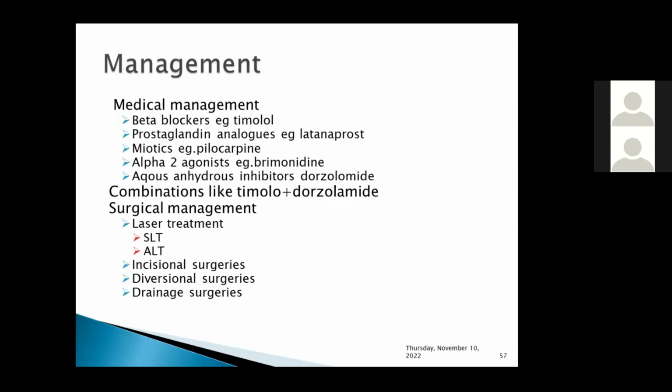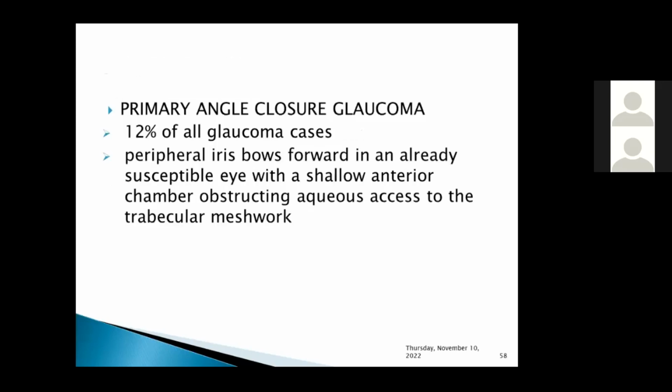So you can start with laser or medical management. If you fail, you go for surgical management. So incisional surgeries, diversional surgeries, drainage surgeries, these are the possible types of surgeries that can be done. So the whole idea is to stop the progression. Okay, the second type of glaucoma.